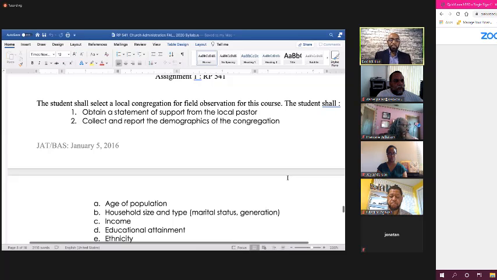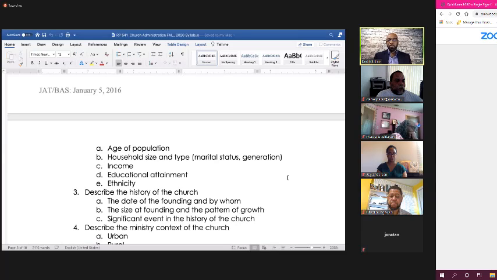The educational attainment is also something that we look at in terms of demographics. Are they highly educated or not highly educated? What's the highest level of education that tends to be in that church? And then, what is the ethnicity?